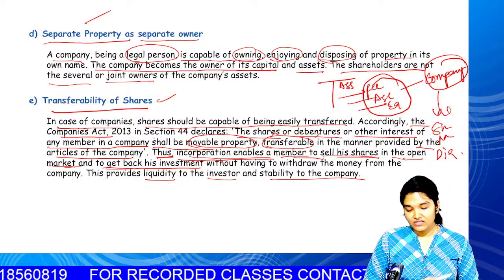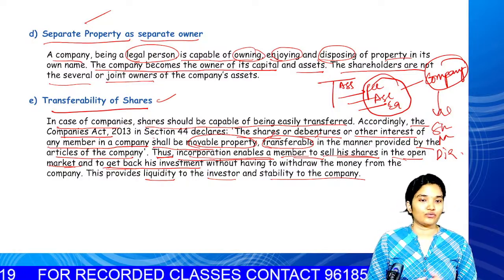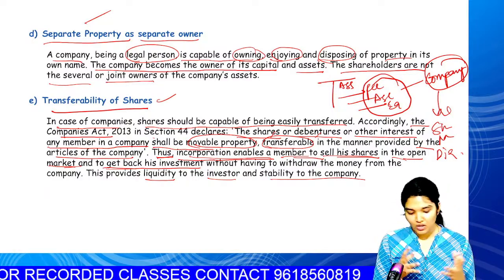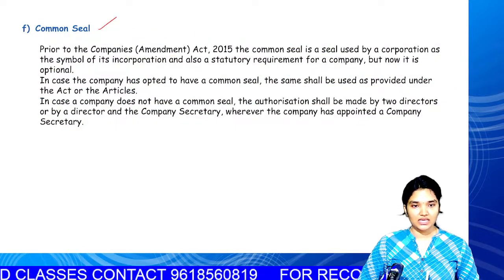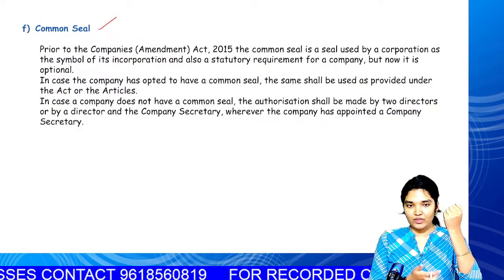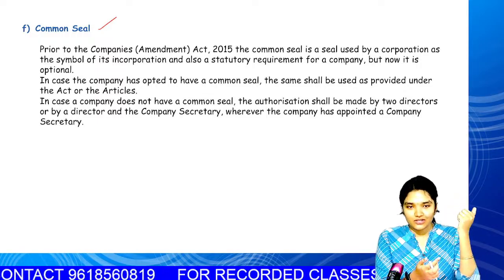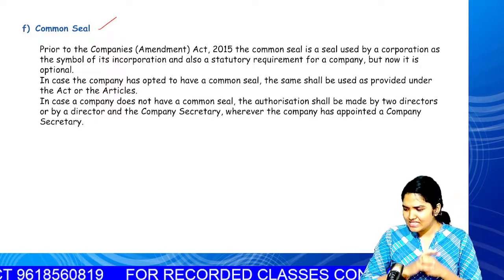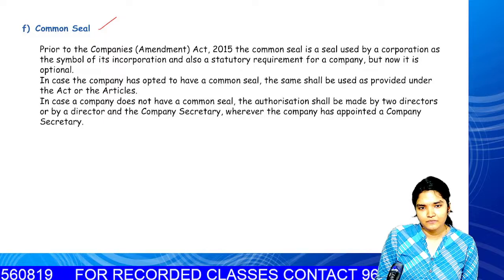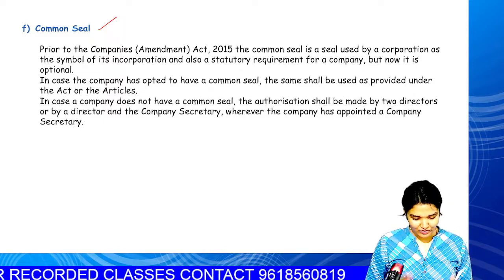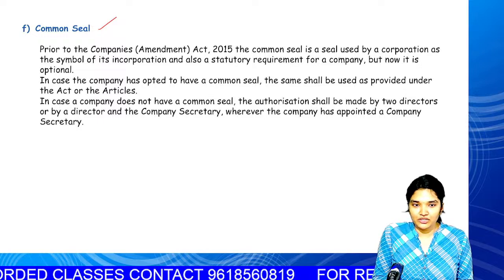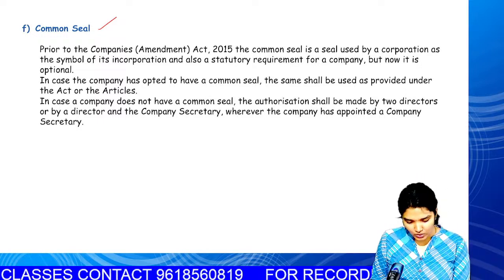So the transferability of shares is one of the features of the corporate form of organization, that is the company. And the last feature is the common seal. That stamp will be there, no? They'll do. So that is the common seal for the company. Is it mandatory or is it voluntary? Mandatory. Huh? There has been an amendment to the Companies Act and now it is optional, not mandatory. Okay, now let's see why.